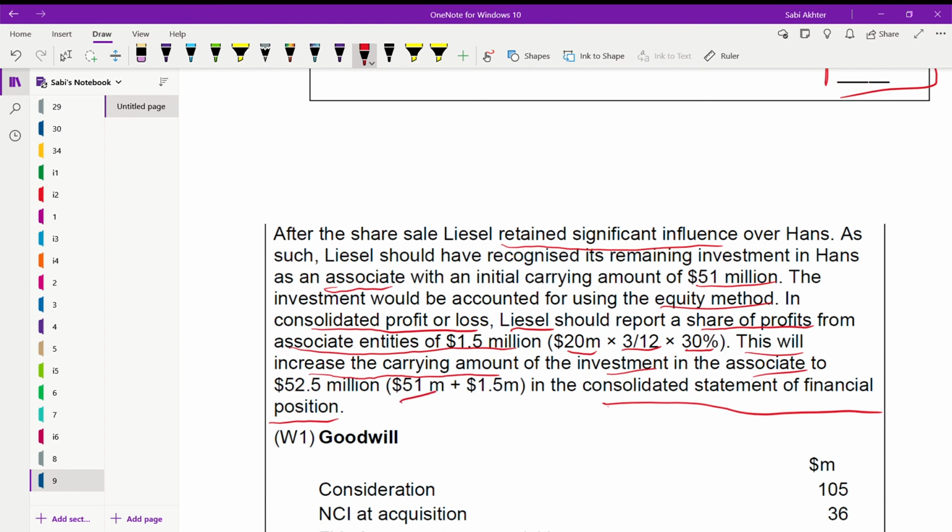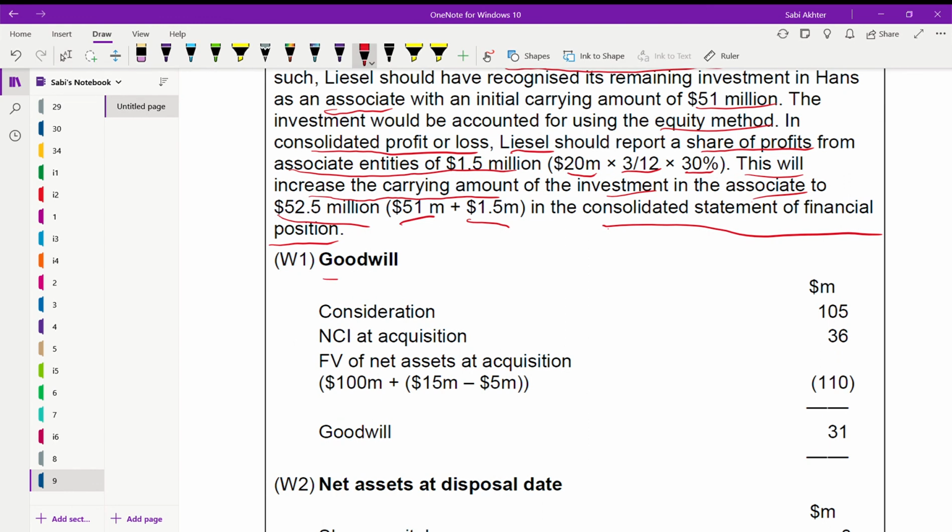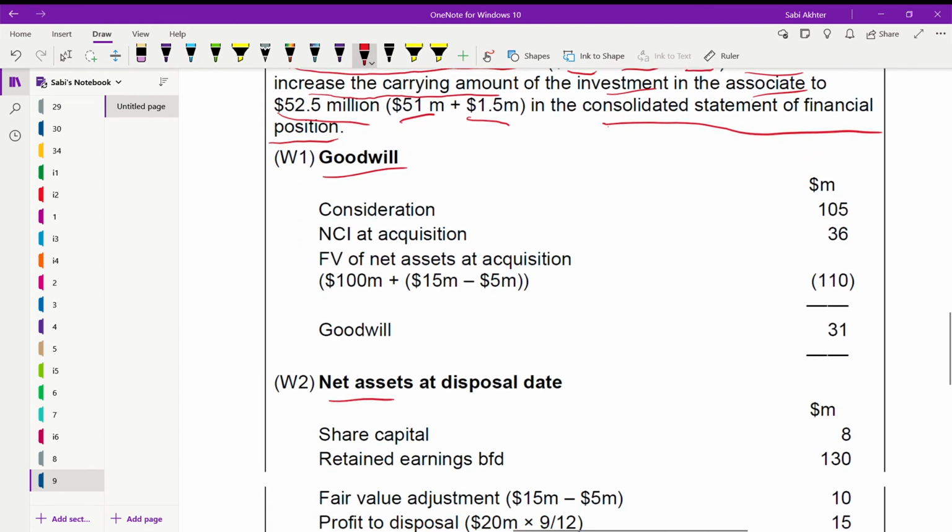So the initial cost was 51. With that, you add the profit also, 52.5 million. You have to write the amount like this and you have to explain. And then you will be giving the workings. Working 1 is goodwill, working 2 is net asset. Goodwill you calculate at the date of acquisition, and that only you will de-recognize at the date of disposal. You don't write goodwill at the disposal date. But net assets and NCI, we write.